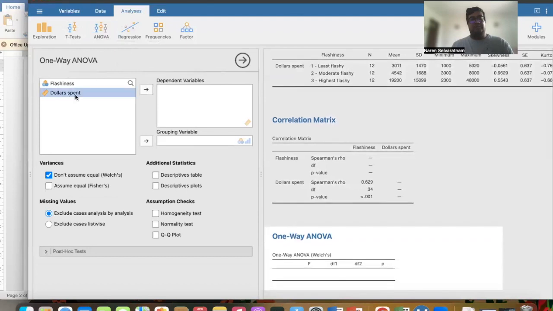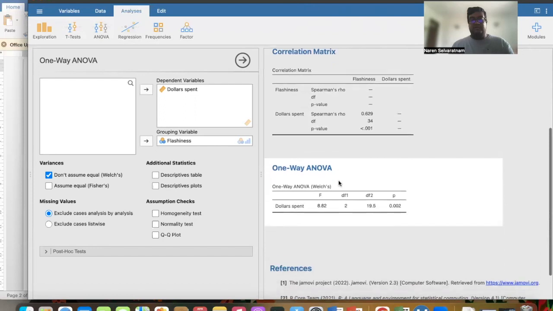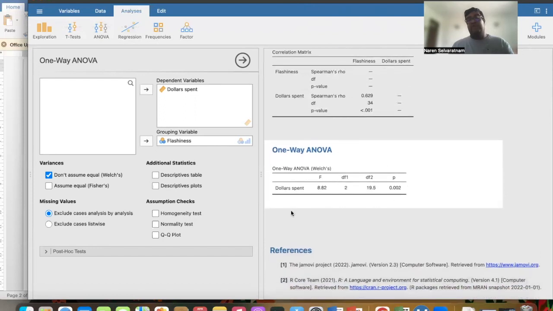So my dollar spent is the dependent variable. Flashiness is the grouping variable. In SPSS, I think you would notice this as a factor. So that is also all right. Now, a few things I need to do. Now, they already have given me the basic one-way ANOVA output here. One-way ANOVA Welch, dollars spent. F value is 8.82, degrees of freedom 1 is 2, degrees of freedom 2 is 19.5, and then the p value here is 0.002.